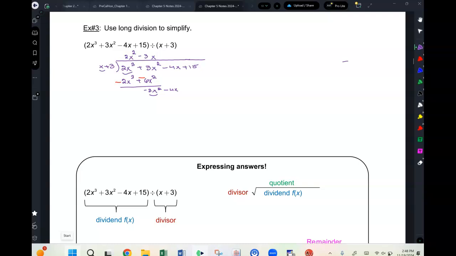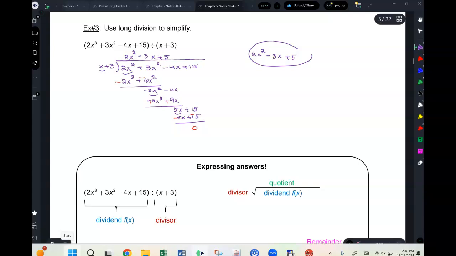Okay, so now we multiply, we get negative 3x squared minus 9x. Change the signs. We get 5x plus 15. Plus what? What do I put up here? 5. So I get 5x plus 15. Change the signs. 0. And here we go. So my solution is 2x squared minus 3x plus 5. I know, right? That was a good one.